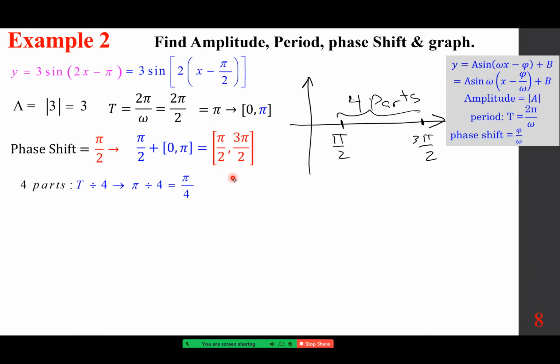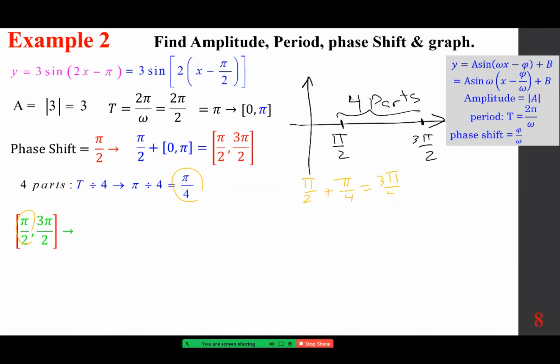We want 5 total points. There are 3 points in between. So add pi over 4 to this. So I'm going to add pi over 4 to this number, just so you see the first one. So this is the first one. Then if I add this number pi over 4, I get 3 pi over 4.